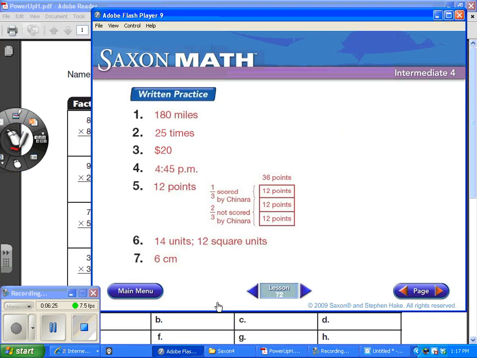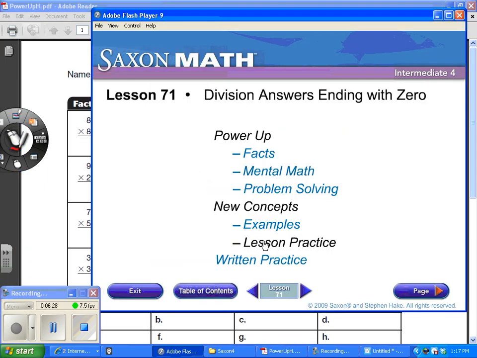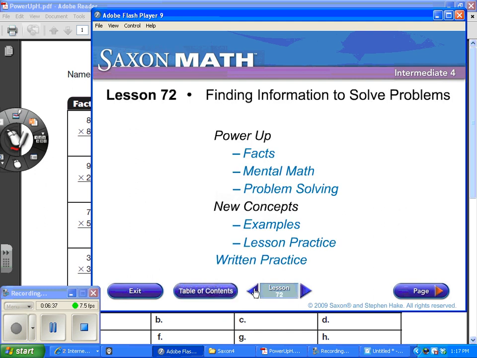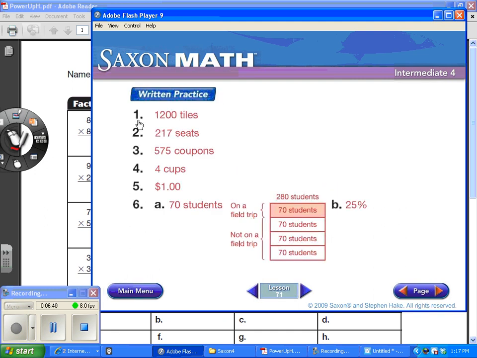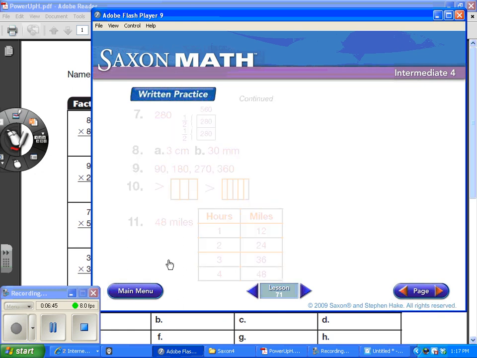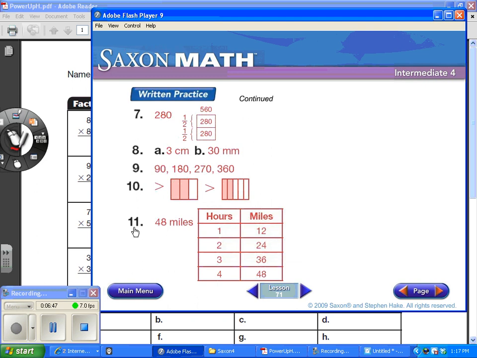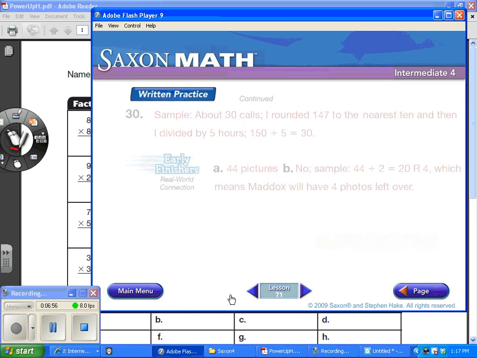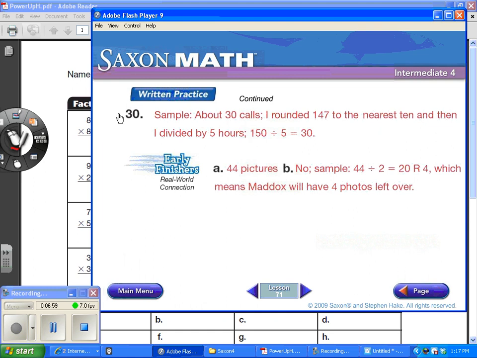Okay, let's go back now. And you'll need to check your work for 71. So let's find that. Written practice. Hit pause as you check 1 through 6. Hit pause as you check 7 through 11. Hit pause as you check 12 all the way to 29. And hit pause as you check 30.